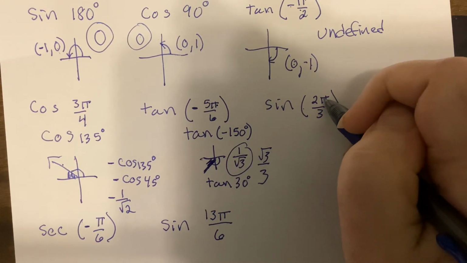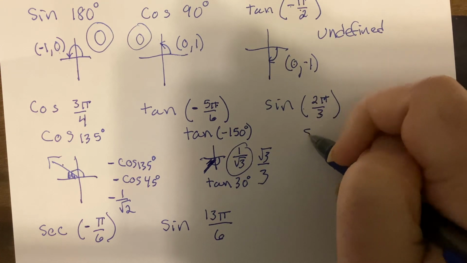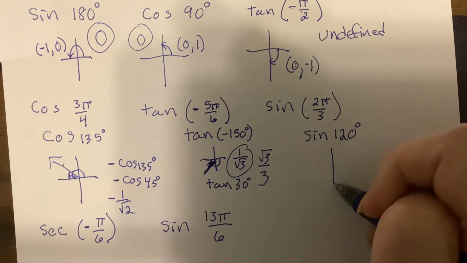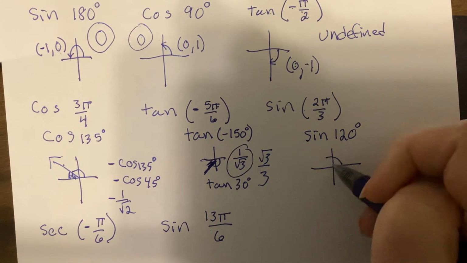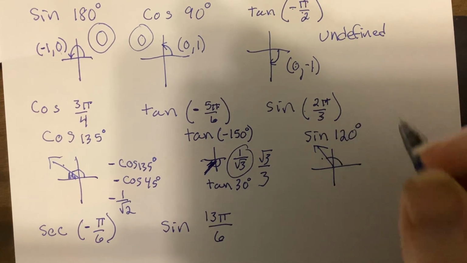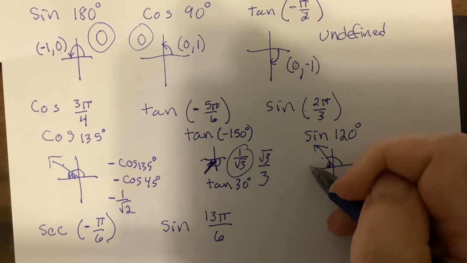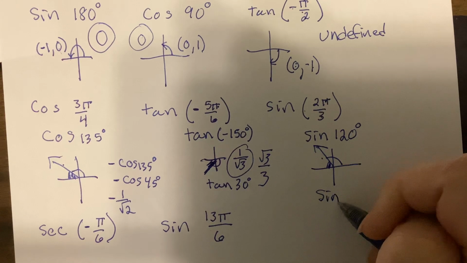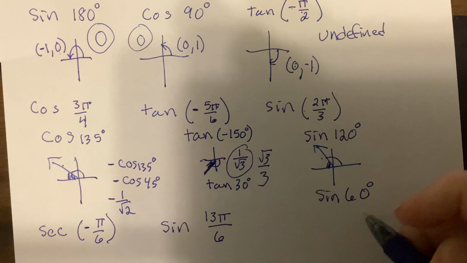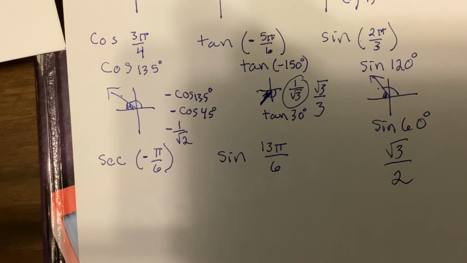Okay, so 180 is pi. 180 divided by 3 is 60. Times 2 is 120. Now, I like to make a drawing. Really don't have to. I just like to. Sine is positive in the second quadrant. The reference angle between the terminal side and close x-axis would be 60 degrees. And the sine of 60, oh, I know that. It's the square root of 3 over 2.